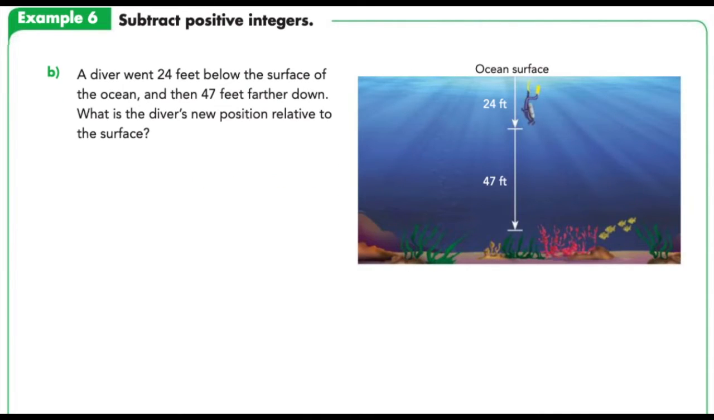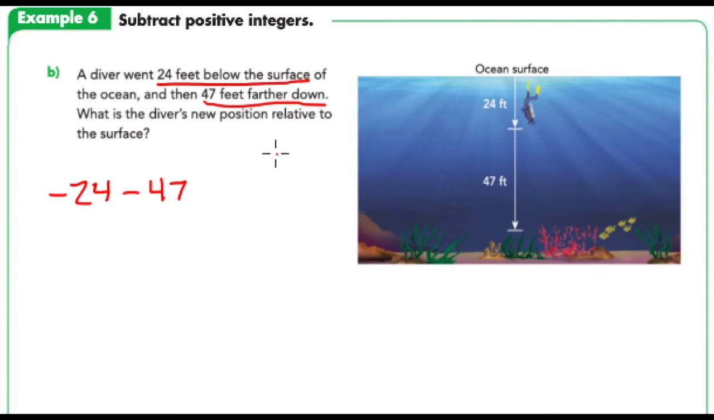For our next example, we're going to deal with a real-world scenario problem. In this problem, it says that there is a diver that went 24 feet below the surface of the ocean. So to represent 24 feet below the surface of the ocean, we could write that as a negative 24. And then 47 feet farther down. So because we're working with subtraction here, we're going to write this as minus 47. We're going to take away 47.